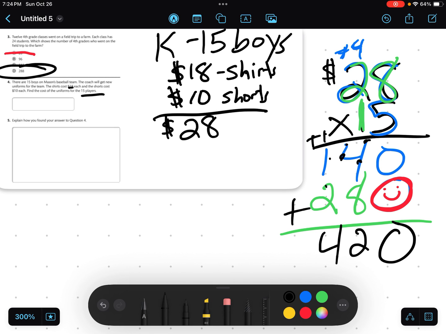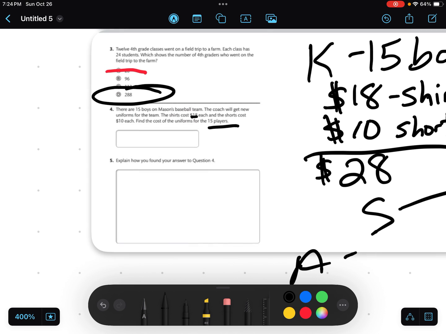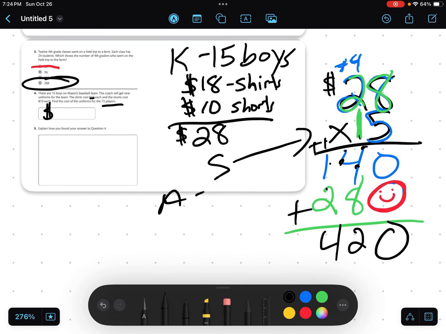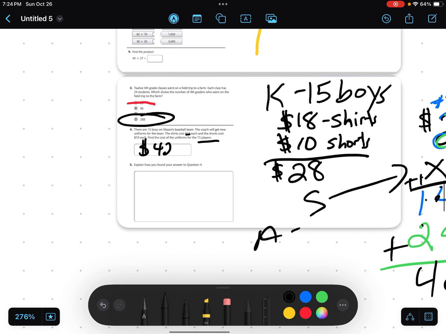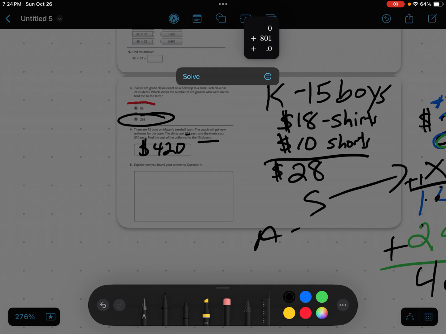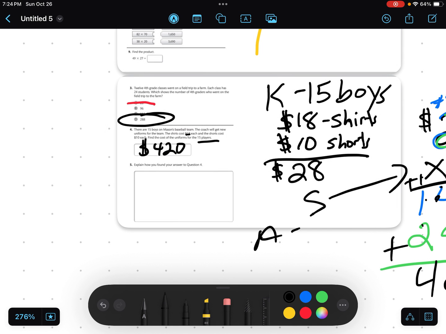Plus 2 equals 4. So all together, if I were to find the cost of the uniforms, so this is our solving, and then our answer would be, altogether, it's going to cost $420. And then explain how you found the answer. Oops. Explain how you found the answer to question 4.